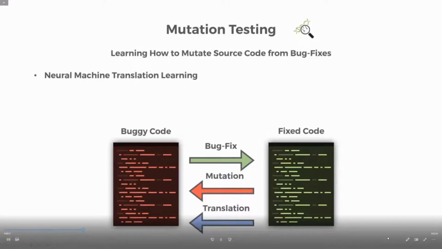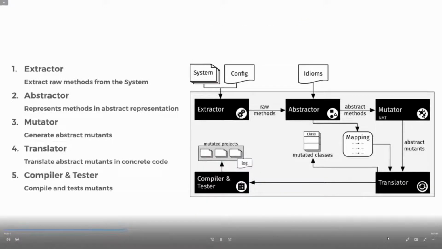What we mean by this is taking fixed code and transforming it back into its previous buggy version. DeepMutation relies on a machine translation model that was trained on thousands of these real-world bug fixes to translate fixed code into its buggy version. Here we provide a quick overview of our approach. Methods are extracted from the system, abstracted to reduce vocabulary and maintain a good representation, mutated to generate the appropriate mutants, translated back into raw source code, then compiled and tested in the system for which they were designed.